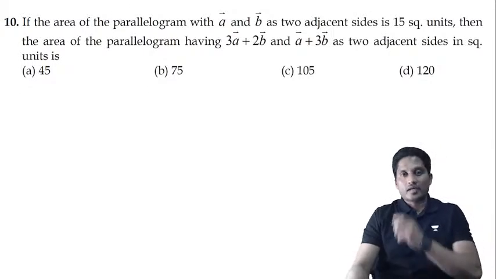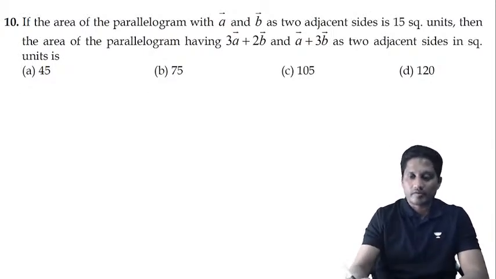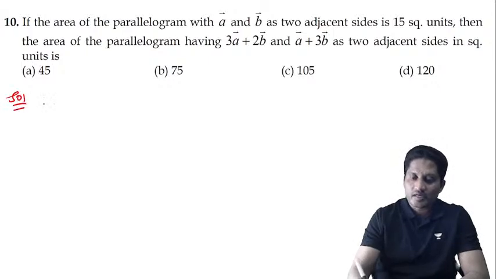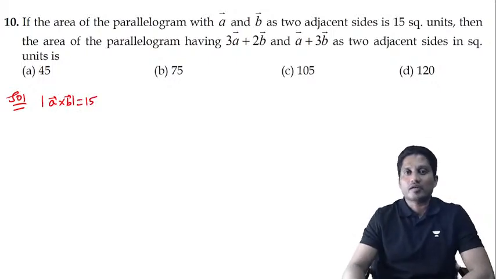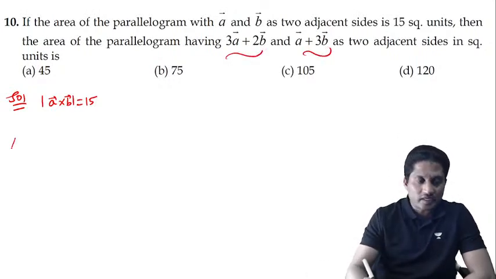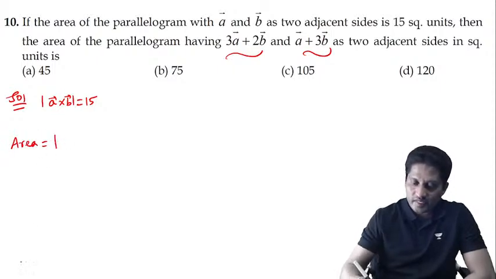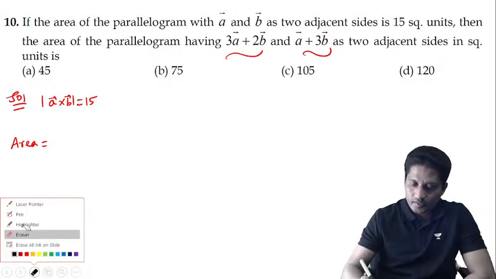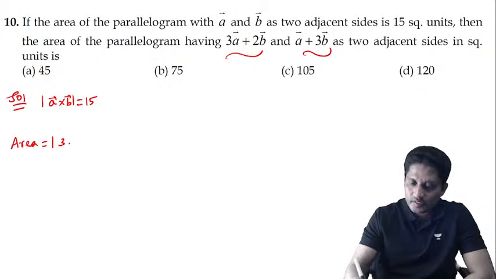If the area of a parallelogram with A and B as two adjacent sides is 15 square units, right? Area of the parallelogram is actually modulus of A cross B. Modulus of A cross B is 15 square units. Then the area of a parallelogram having these two as adjacent sides, the area is equal to modulus of 3A plus 2B, cross with A plus 3B.